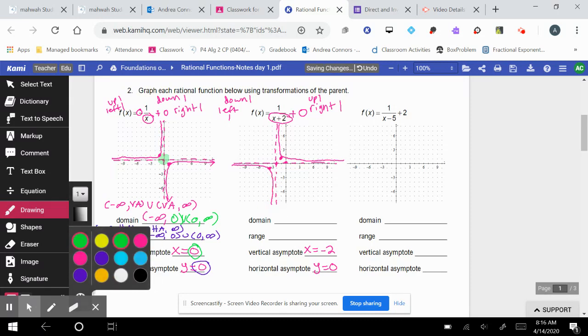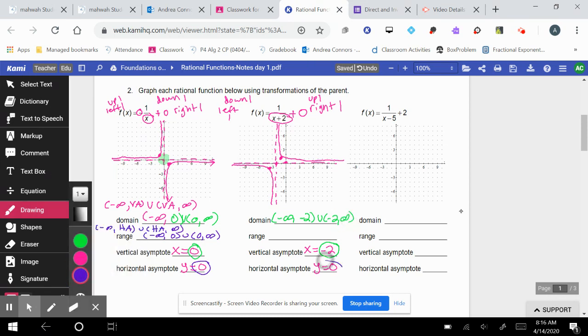And again, your domain and range are completely dependent on your asymptote. So your domain would be -infinity to -2 or -2 to infinity. This is pretty much saying it's all real numbers except for -2 since that's your vertical asymptote. And the same thing with the horizontal asymptote, -infinity to 0, union 0 to infinity.